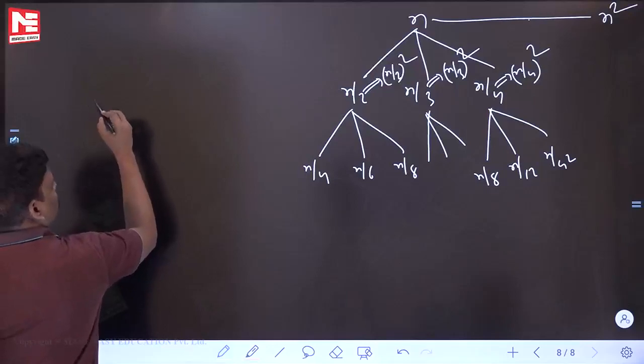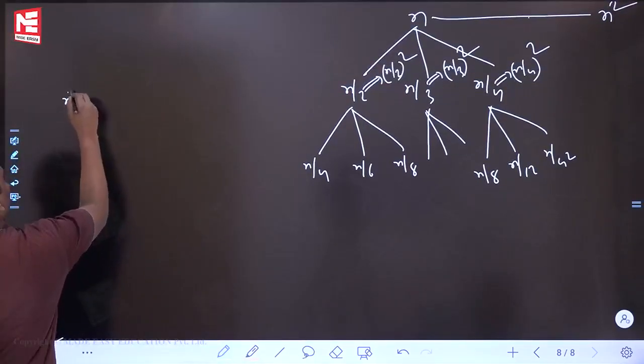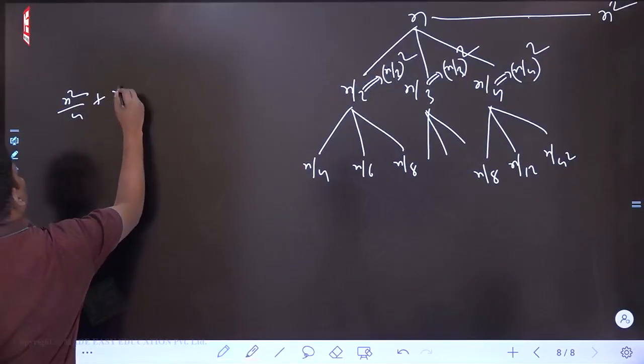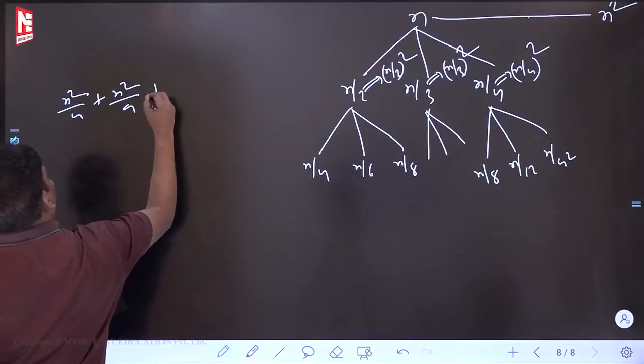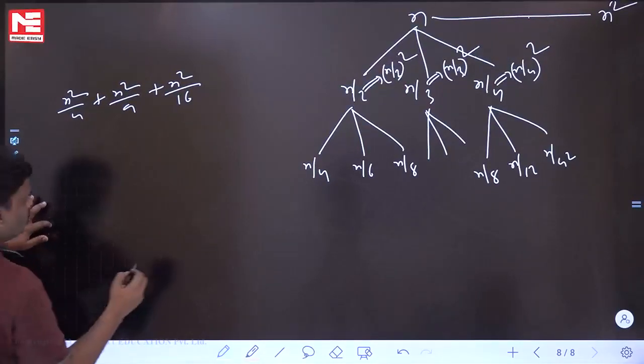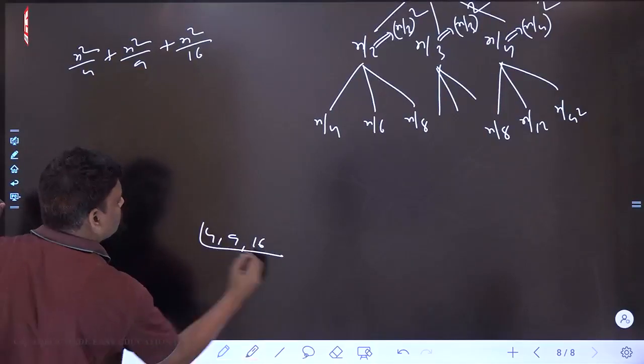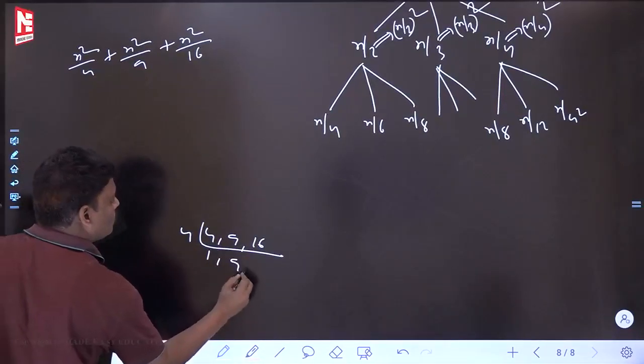What is the first one? First one is going to be n square by 4. Second one, n square by 9. Third one, n square by 16. Find the LCM for that: 4, 9, 16.